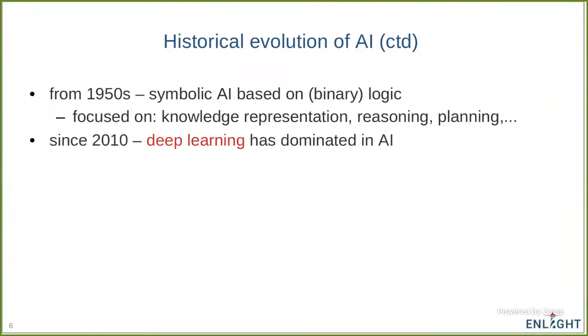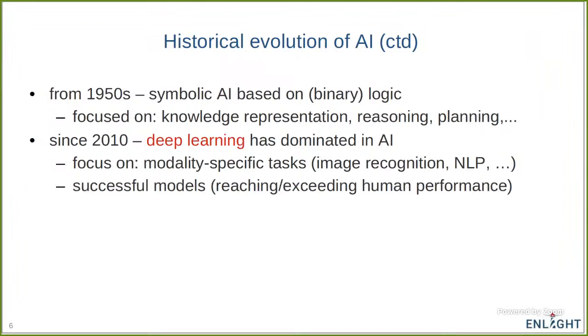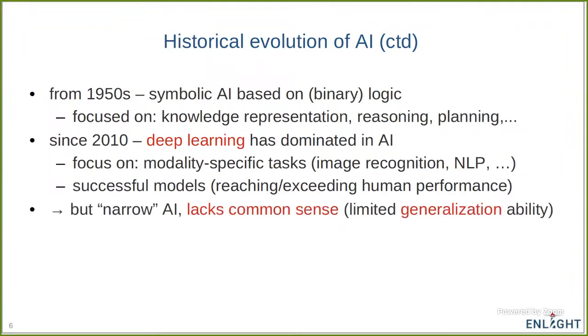etc. And if we move 50 years ahead of time, now we see that much of the work is being done in deep learning or machine learning techniques. Nevertheless, we're still mostly focusing on concrete, specific tasks like image recognition, natural language processing, game playing, etc. So we talk about narrow AI, and we see that many models are very successful, often reaching human performance, sometimes even exceeding it. Still, it's, as I said, narrow AI that, honestly speaking, lacks common sense. So it doesn't have deep understanding, and also it has limited generalization ability.